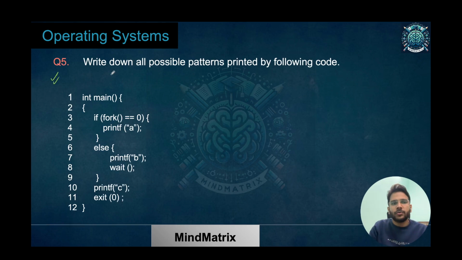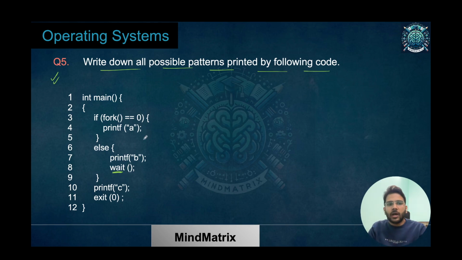Now let's see this question. Write down all the possible patterns printed by the following code. So here you have int main, if fork is equal to 0, printf A, else printf B, and then there is a wait system call here. Like fork is a system call, wait is also a system call, right? It is going to wait until the child process completes its execution.